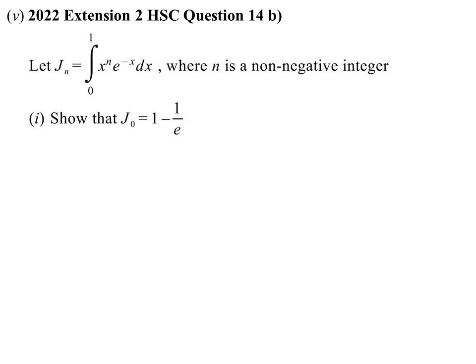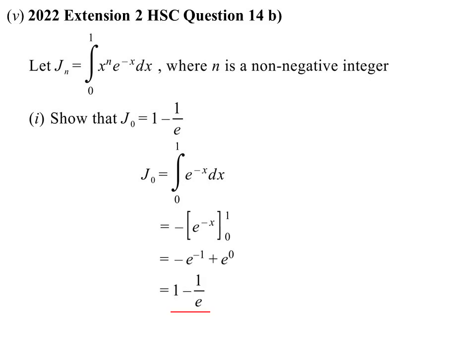So, okay, all I've got to do is substitute 0 into the formula. Let's see what happens. And it's just e to the minus x. Integrate e to the minus x, I get minus e to the minus x. Substitute in 1, substitute in 0. Bingo! I've got the answer that they were looking for. Thank you very much for that, Mark.